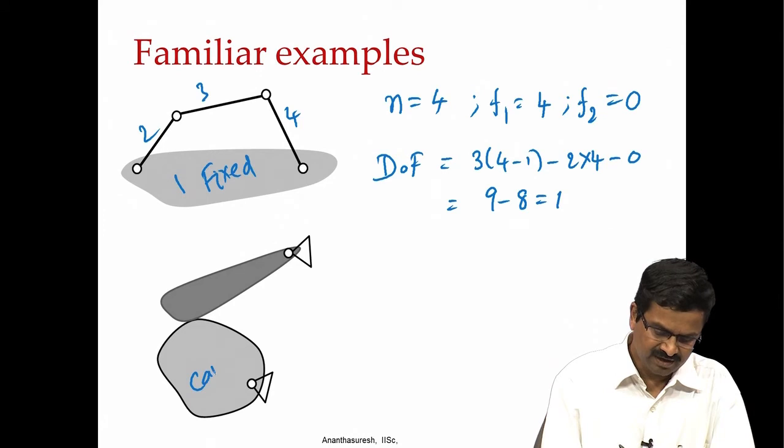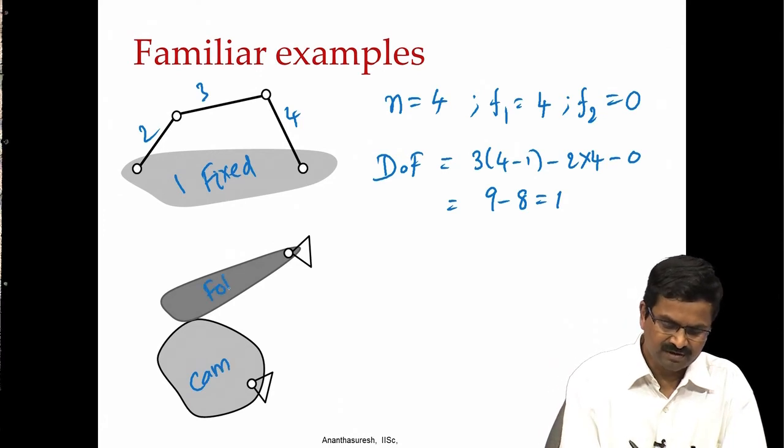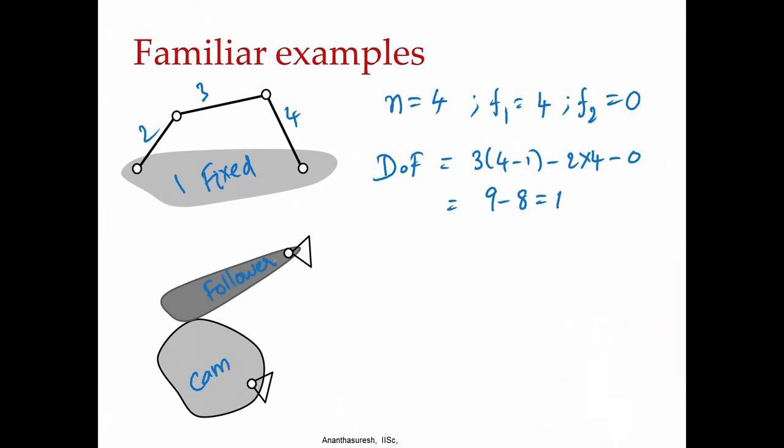Similarly, we have a cam follower mechanism here. If we count, n equals 3: this is fixed, that is 1, the cam is 2, and the follower is 3. For F1, we have a pin joint there and a pin joint there, that is 2. We also have an F2 joint here, which is a higher pair with a line contact, and that is 1.